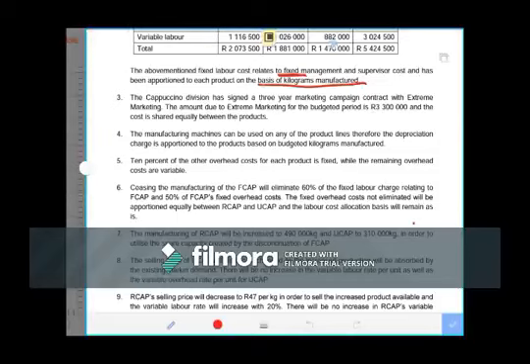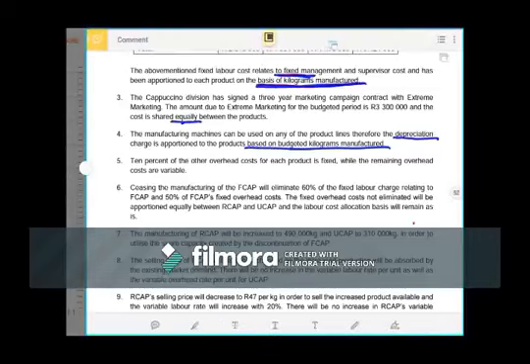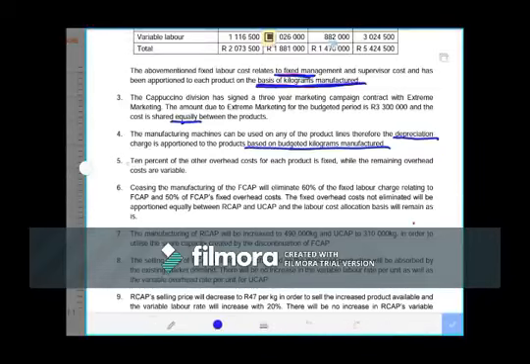So be mindful of these two, the base of allocation regarding the fixed portion of labor and the base of allocation in terms of the marketing, which is equal, and the base of allocation, which is the budgeted kilograms manufactured, with regard to what we call a non-cash item, depreciation or wear and tear. Then now we go to number 5. They say under number 5 that 10% of the other overheads for each product is fixed, while the remaining overheads are variable.